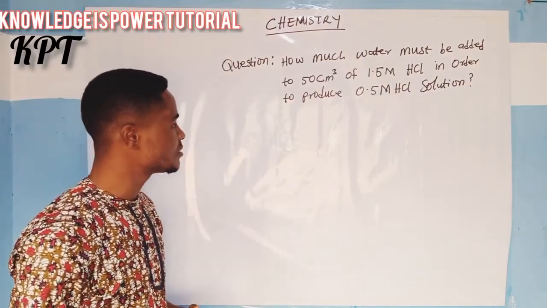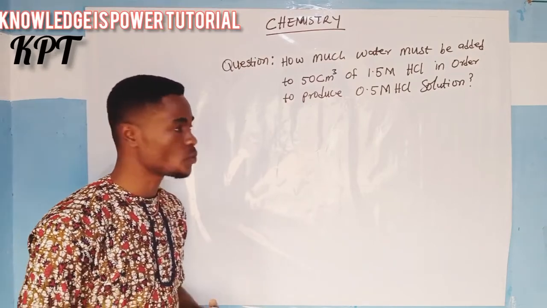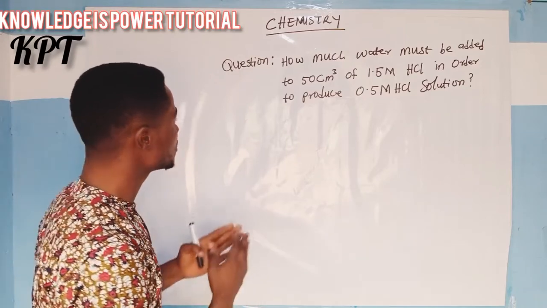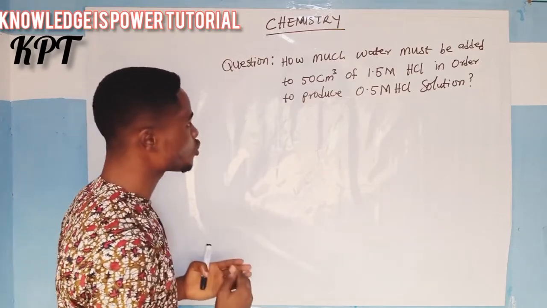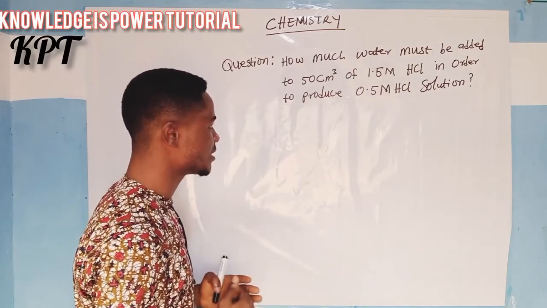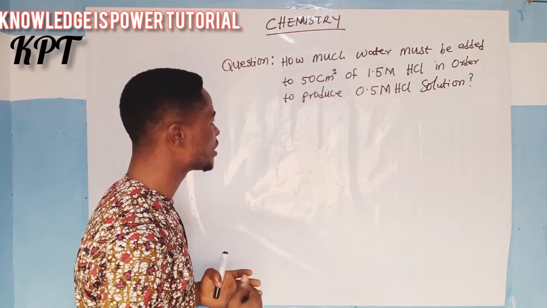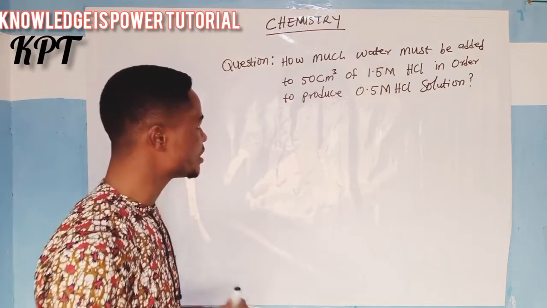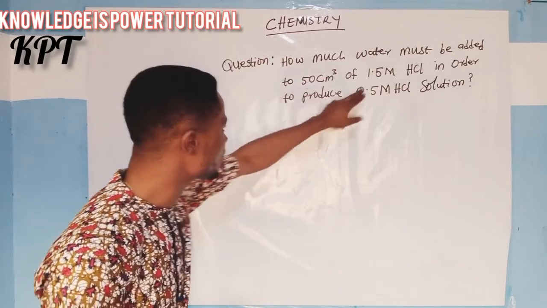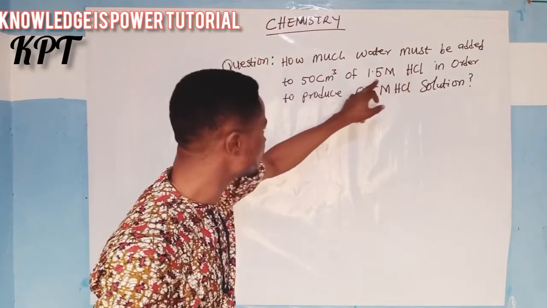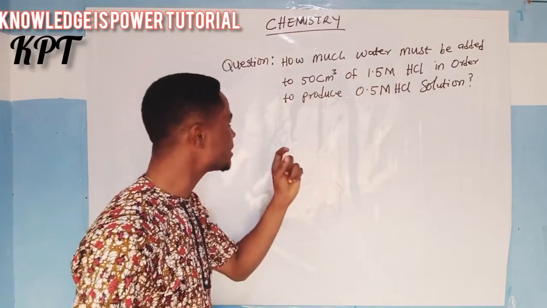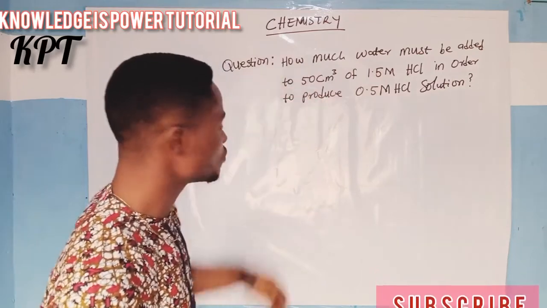In today's lesson, we are going to be seeing a very interesting question under a particular topic, dilution. If you watch the question I have on the board, it says how much water must be added to 50 cm cube of 1.5 molar HCl in order to produce 0.5 molar HCl solution. So in this question, we are meant to understand that water was added to this particular volume of this strength of acid, and the strength of acid decreases from 1.5 to 0.5, and now we are asked to determine the amount of water that was used to do the job.